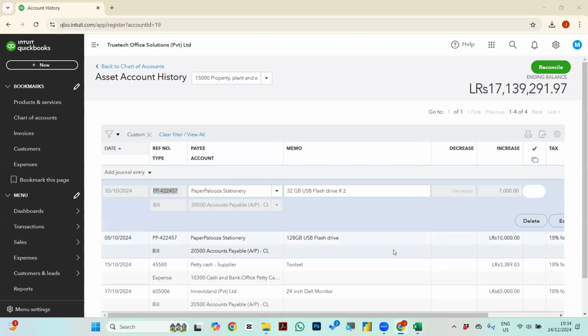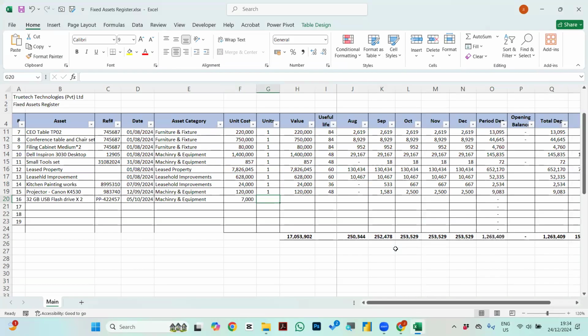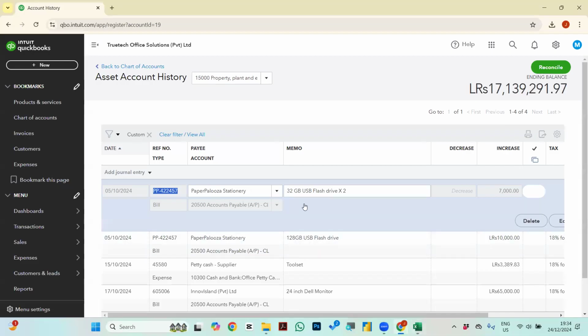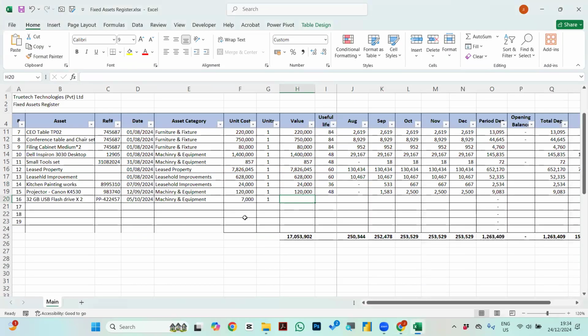So what is the amount? It's going to be 7,000. Yeah. So that's only 1 unit. Just put all together as 1 unit. Yeah, it's only 1 unit. We bought 2 units here. So in this case, it's going to be 3,500 each, and 2 units are there. In this case, if you drag this down, it'll automatically do the calculation here.